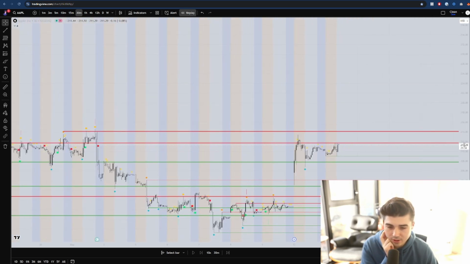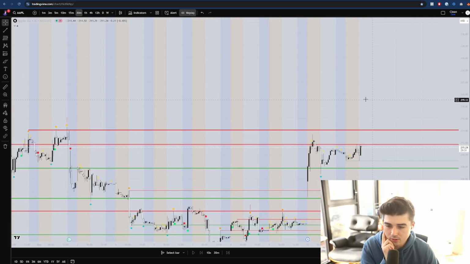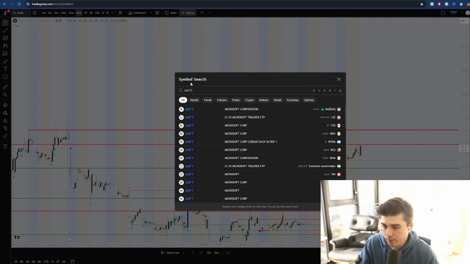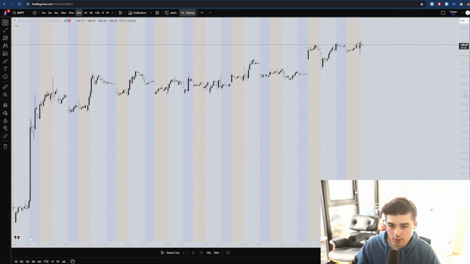But yeah, that's kind of what I would do. That's kind of the general gist of things. I know I'm rambling at this point about certain things, but I'm just trying to give you more context, more information of how I would trade stocks with this. And this is just Apple, for example. Let's go look at Microsoft and just see what this would look like.